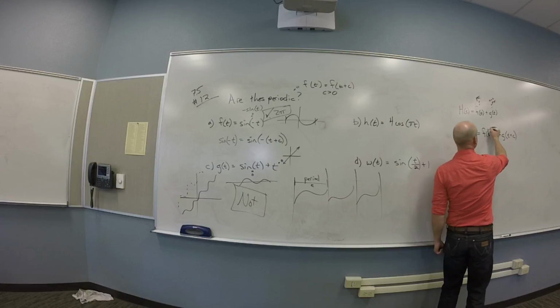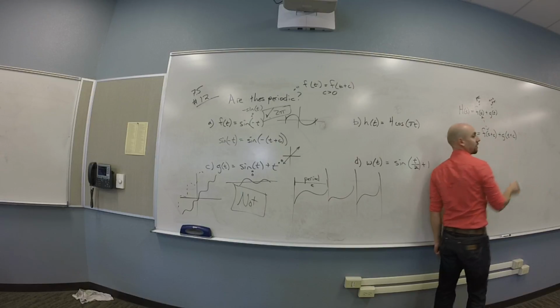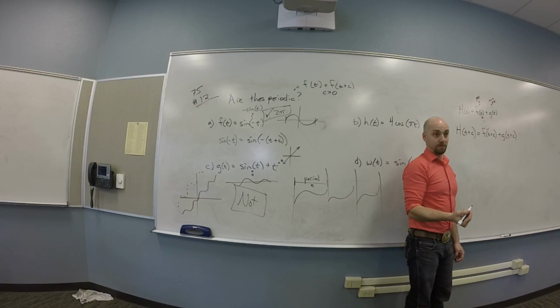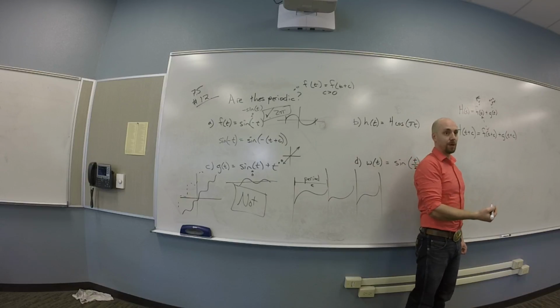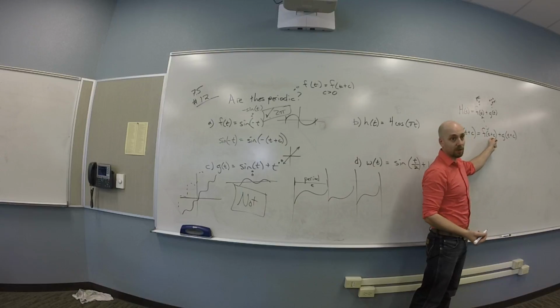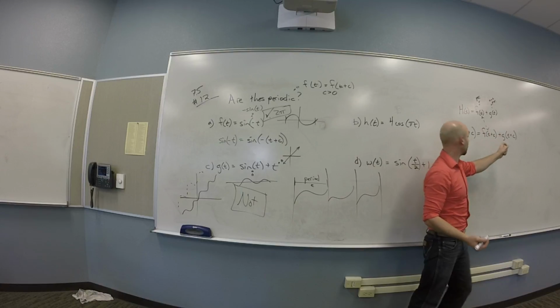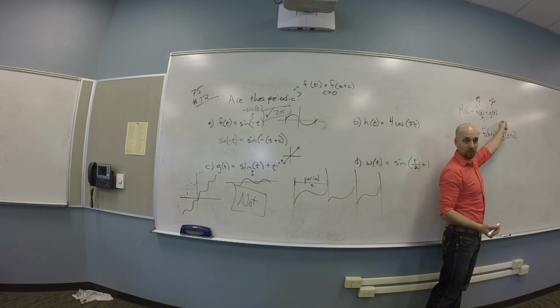These guys I can make the same, because f is periodic. So I could use the period of f to make those two match. But if g's not periodic, there's no way I'm going to make this part match. You guys see that?